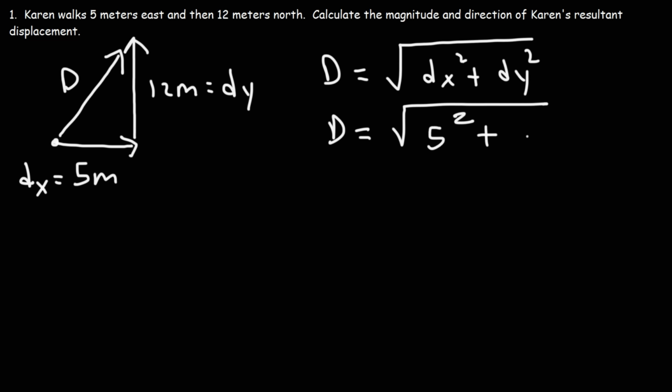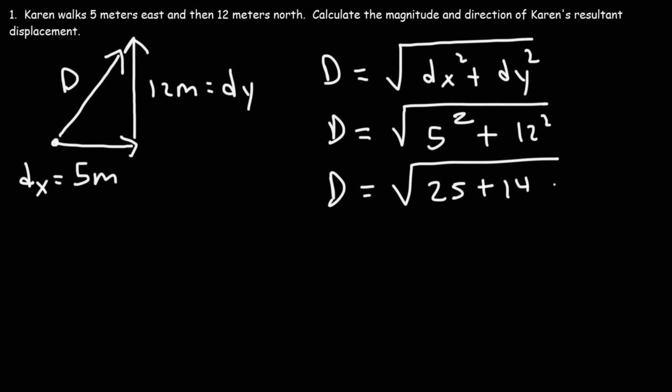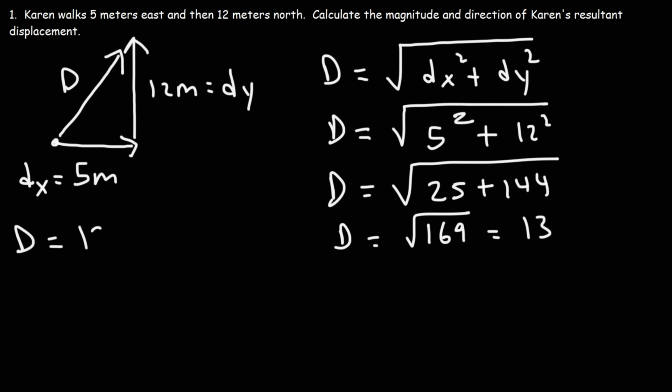So dx is 5, dy is 12. 5 times 5 is 25, and 12 squared is 144. 25 plus 144 is 169, and the square root of 169 is 13. So this is the magnitude of the resultant displacement. It's 13 meters. And so what we have here is the 5, 12, 13 triangle.